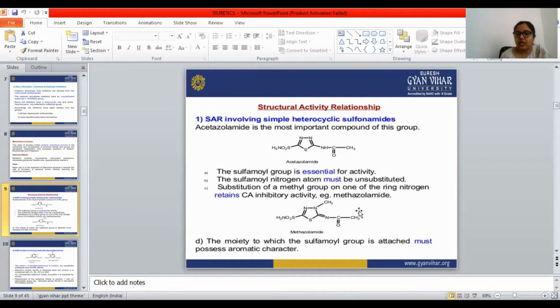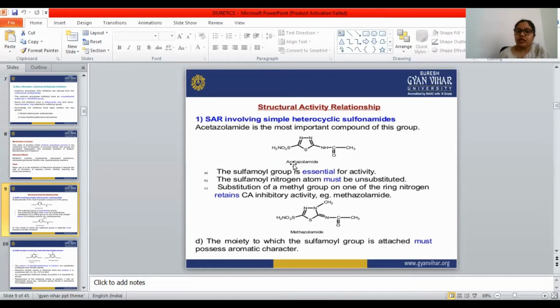The example is methazolamide. In acetazolamide we are not attaching any substituent at this nitrogen position. This N group must be unsubstituted for the proper activity of the drug. But if we substitute a methyl group at that position, then it becomes methazolamide, which has carbonic anhydrase inhibitory activity.